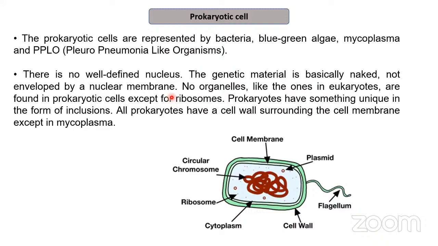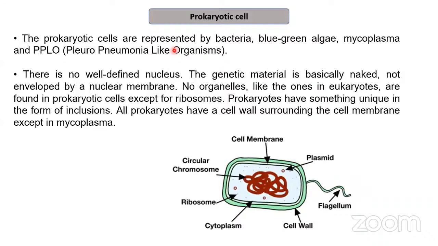Why is it not well-defined? Because it does not have any membrane. And since there is no nuclear membrane, genetic material is basically naked. By naked, I mean it is freely present in the cytoplasm. No organelles like the ones which are present in eukaryotes are found in the prokaryotic cells.